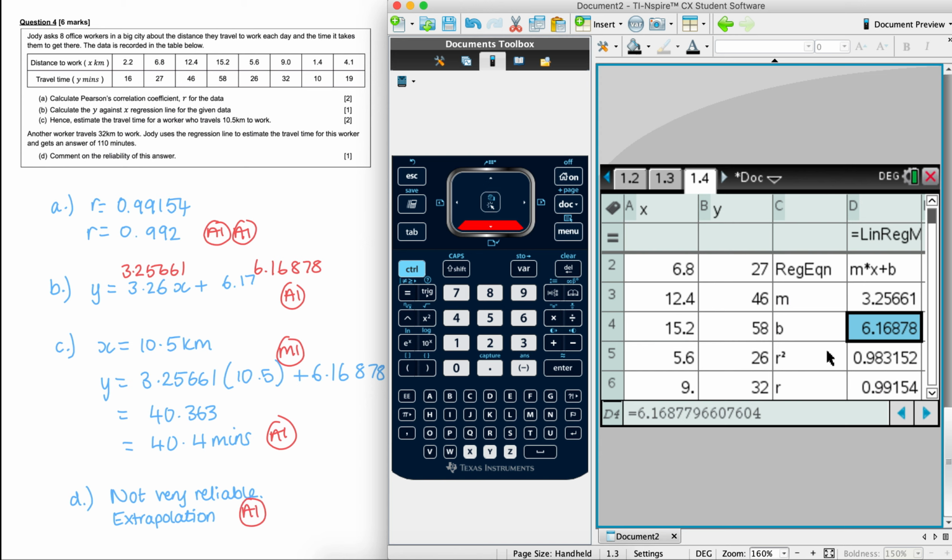And then for the last one, it's for saying that it's not reliable and giving a correct reason. If you just say not reliable, you won't get the mark. You have to also give the reason.